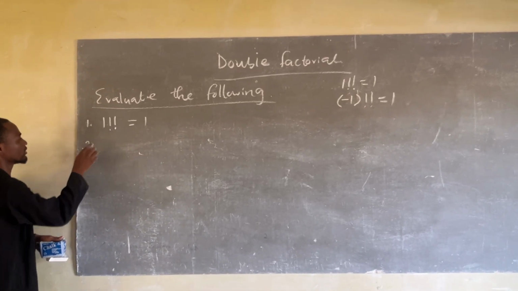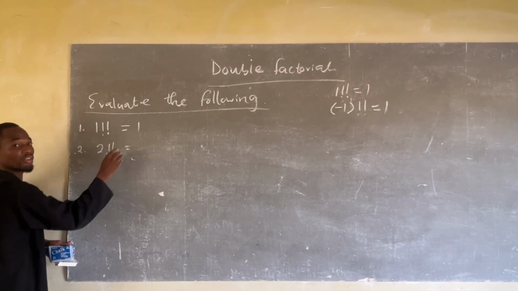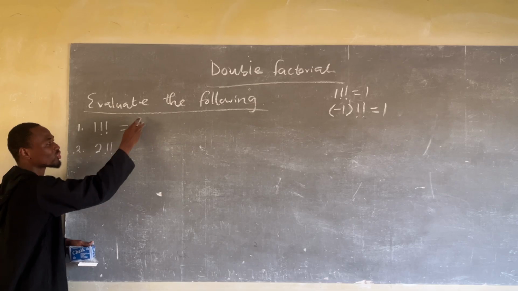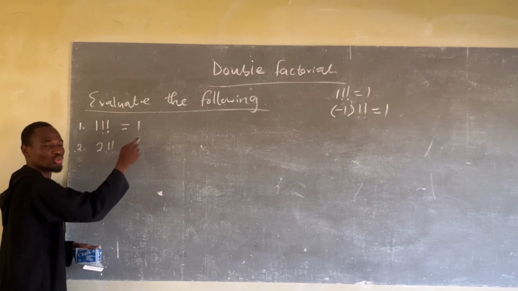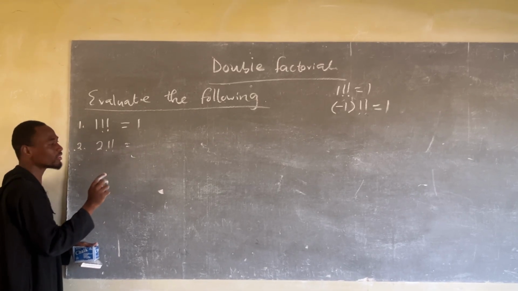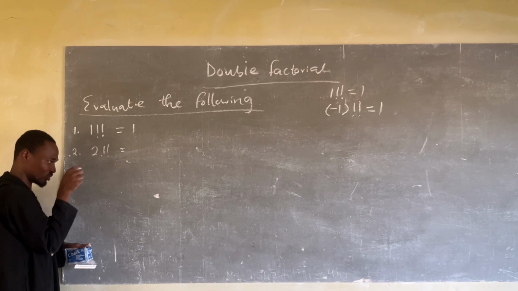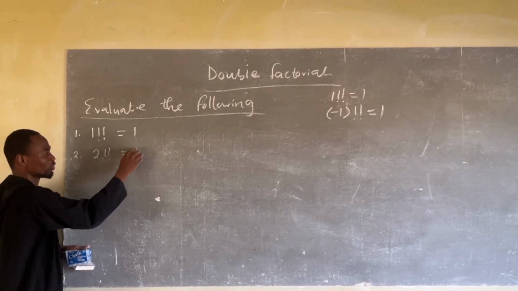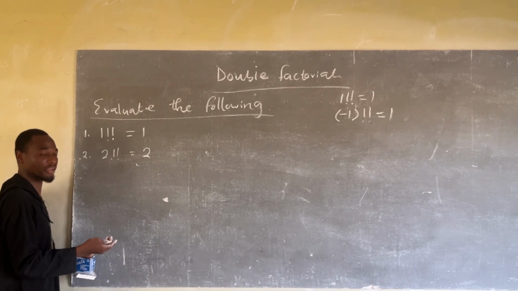Then what about 2 double factorial? Remember we said once you arrive at 1, that is the terminating point. You stop at that point. So you don't need to worry about this, alright? What about 2 double factorial? We said consider 2 or 1, you just stop at that point. So 2. You can write 2 over here. You can also use the formula to confirm this, right?